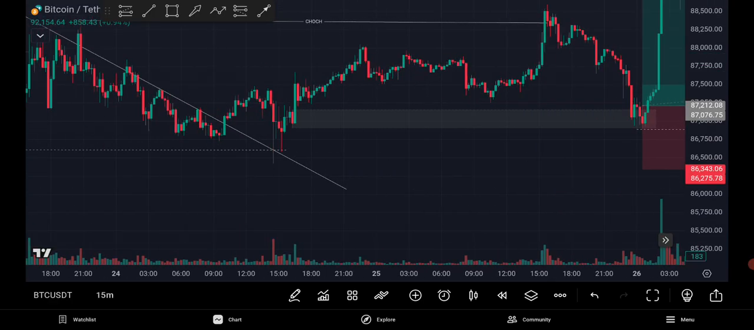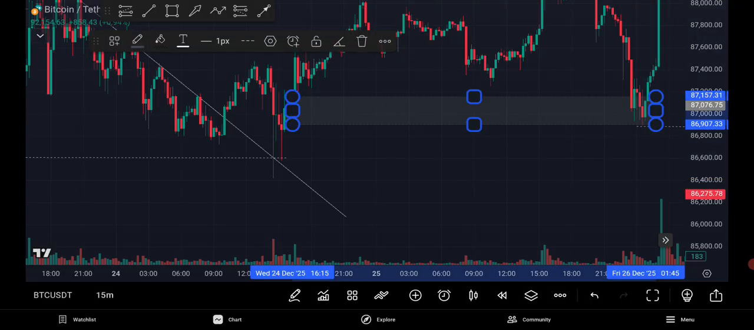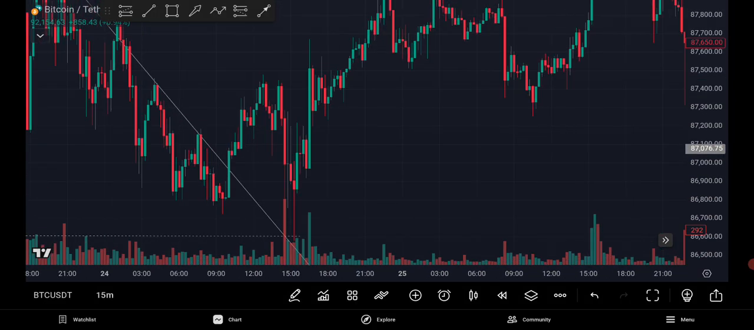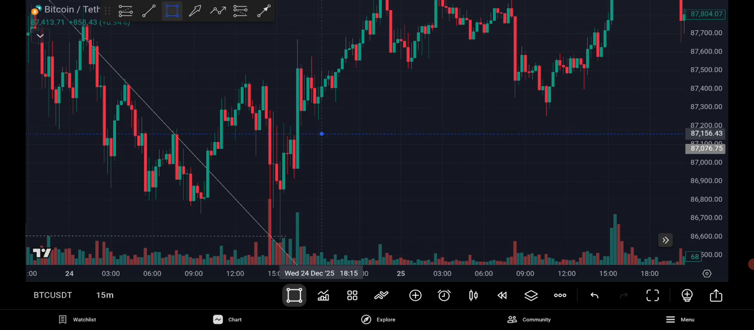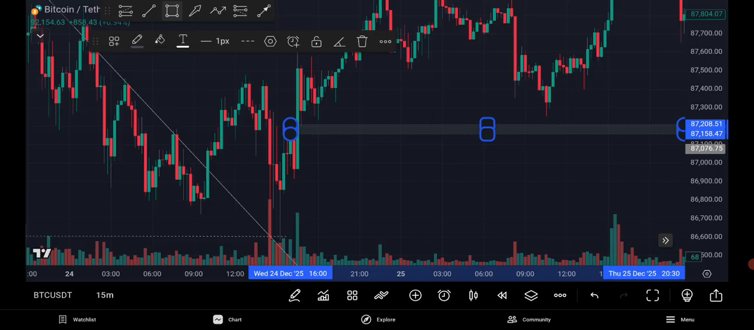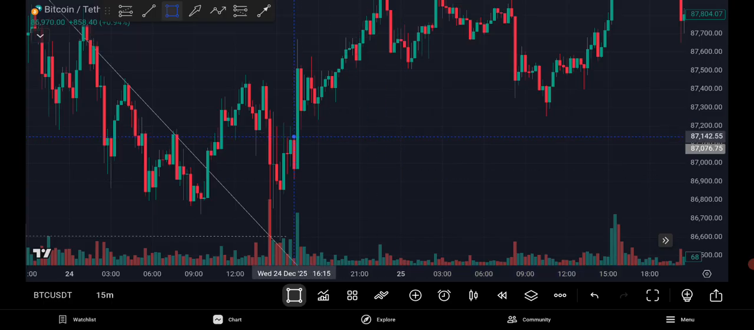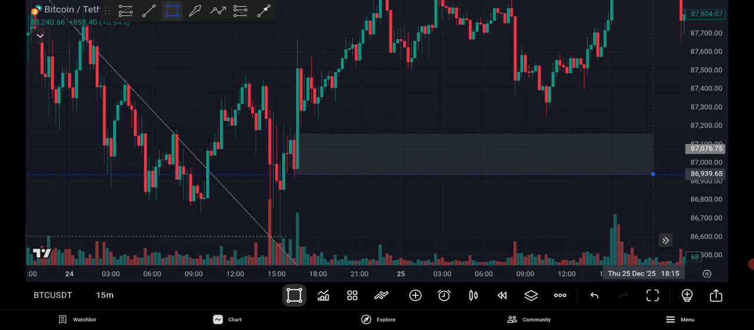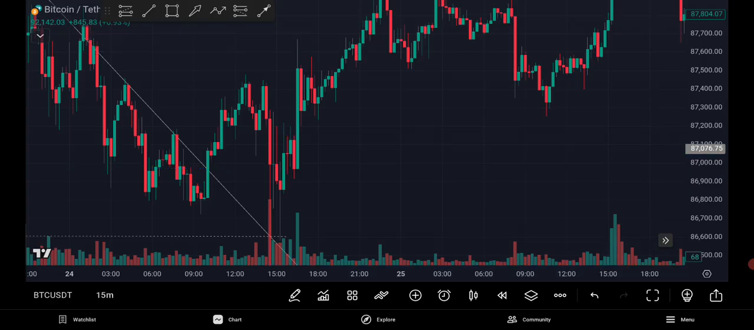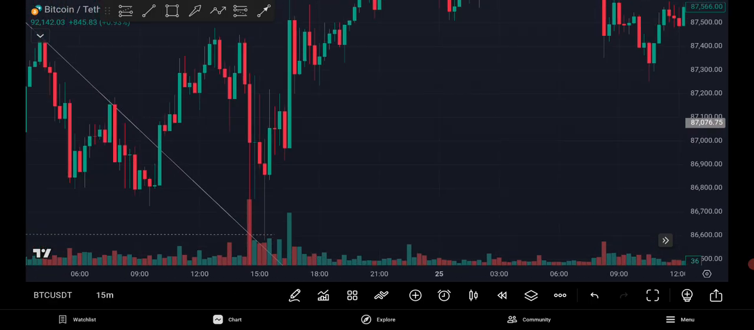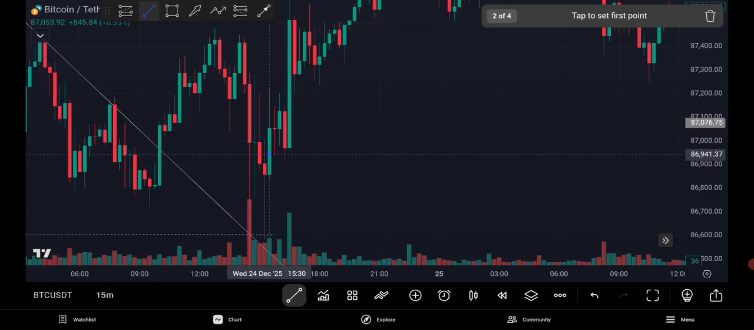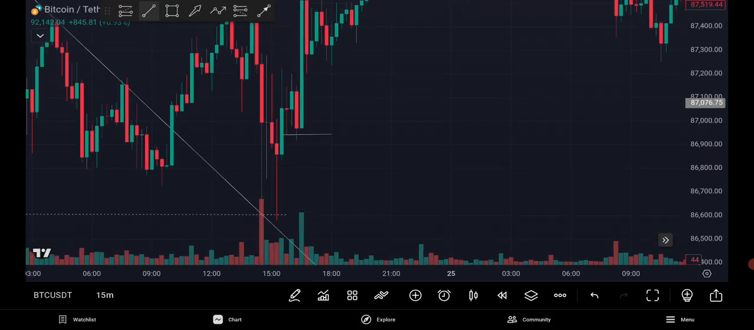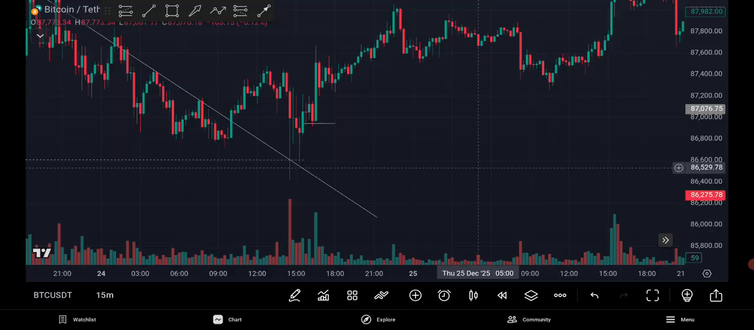So I came, let me just remove it for easy explanation. This zone now becomes my area of interest. As you can see, there is an FVG here, and then an order block. This order block took out liquidity, the previous low was taken out, that is internally, and then externally you can see liquidity was taken out at this zone.